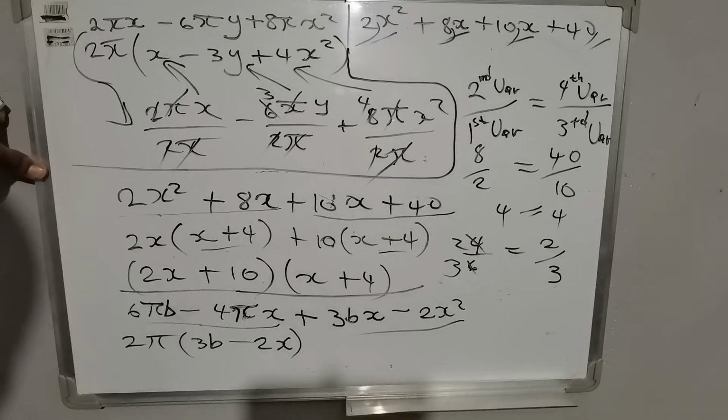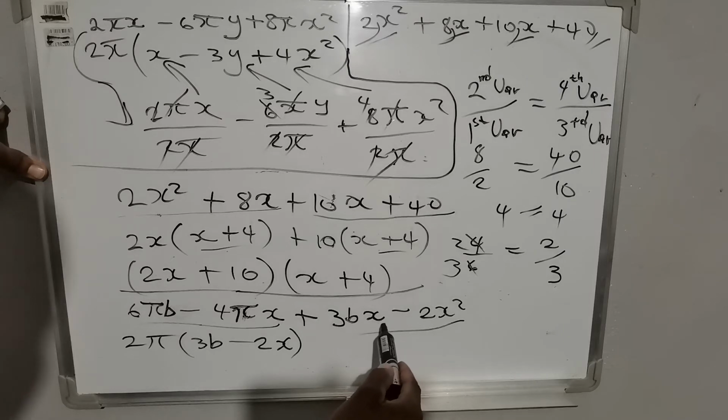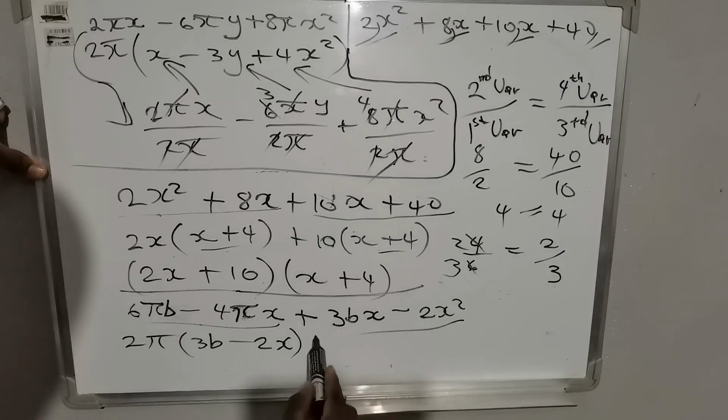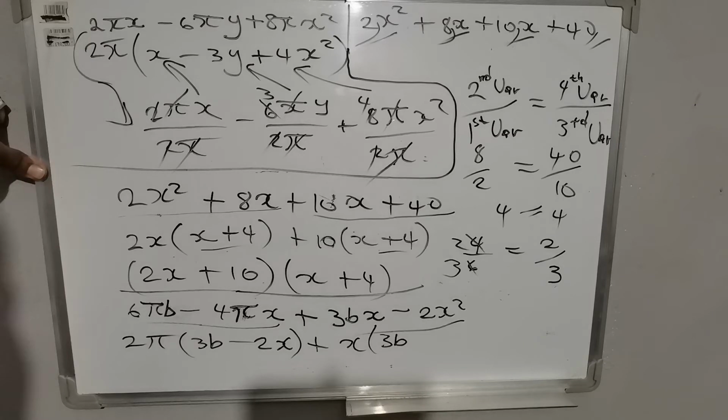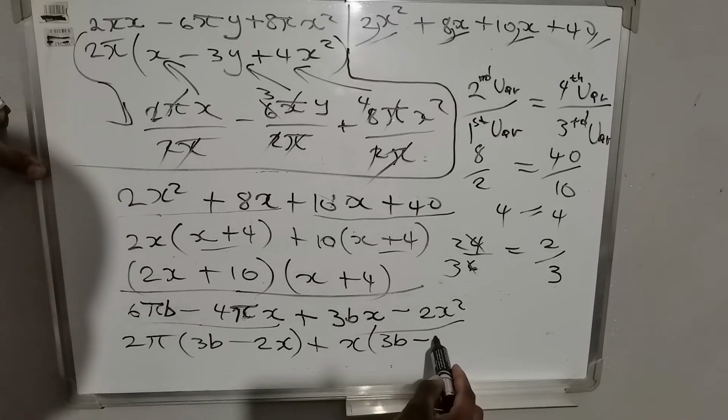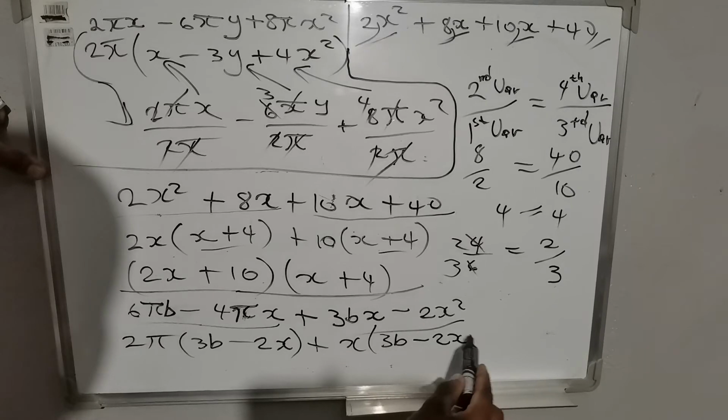Then let's come here. What is the GCF, greatest common factor? It's x. So we will say plus, we will take out x, and here we'll be left with 3b, and here we will be left with minus 2x.